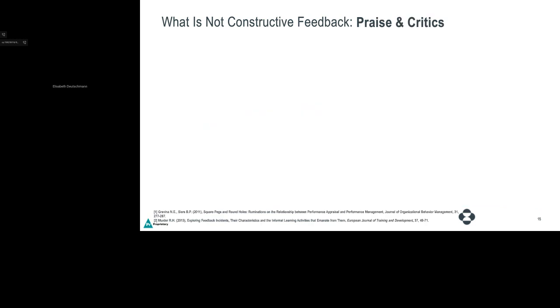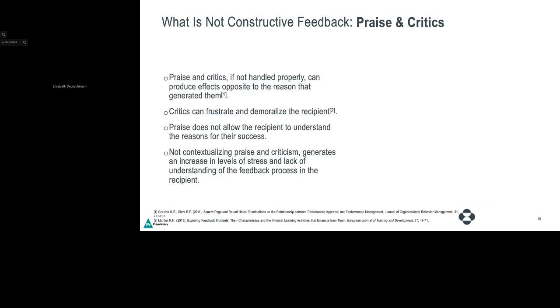Praise and critics are not constructive feedback if they are not managed correctly, because if not handled properly, they can produce effects opposite to the reason that generated them. Critics can frustrate and demoralize the recipient. Praise does not allow the recipient to understand the reasons for their success. Not contextualizing praise and critics generates an increase in levels of stress and lack of understanding of the feedback process in the recipient. Let's have a look at examples of critics.